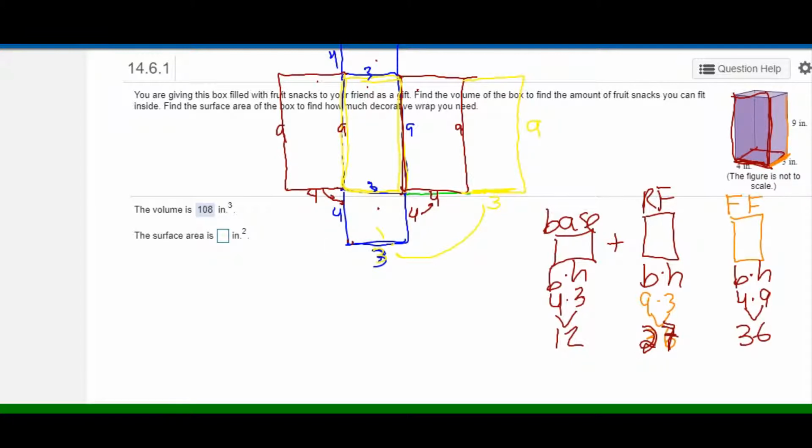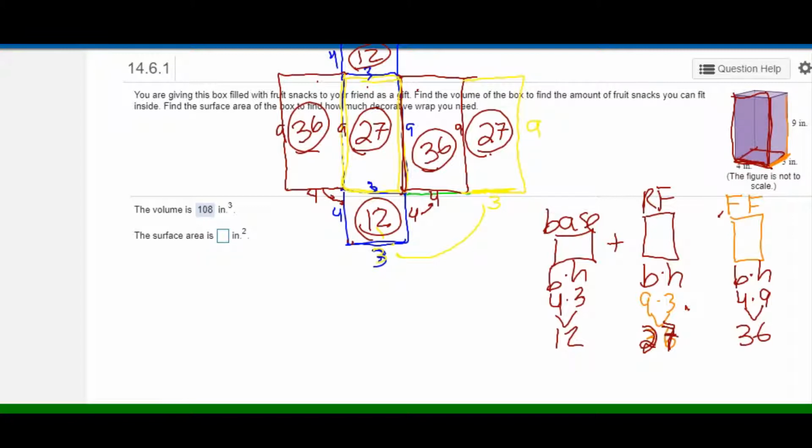So if this has an area of 12, that means this one has an area of 12 because they have the same base and height, same shape. They're taking up the same amount of space. And then I have my left and right, which is 3 by 9, that's going to take up 27 square units. So if this is 27, this has to be 27 as well. And then I have my front and back face, which is 36, taking up 36 square units. So 36 and 36. Now that I have the area of the surfaces, I can find the surface area by adding up all of my numbers: 36 plus 36 plus 27 plus 27 plus 12 plus 12.